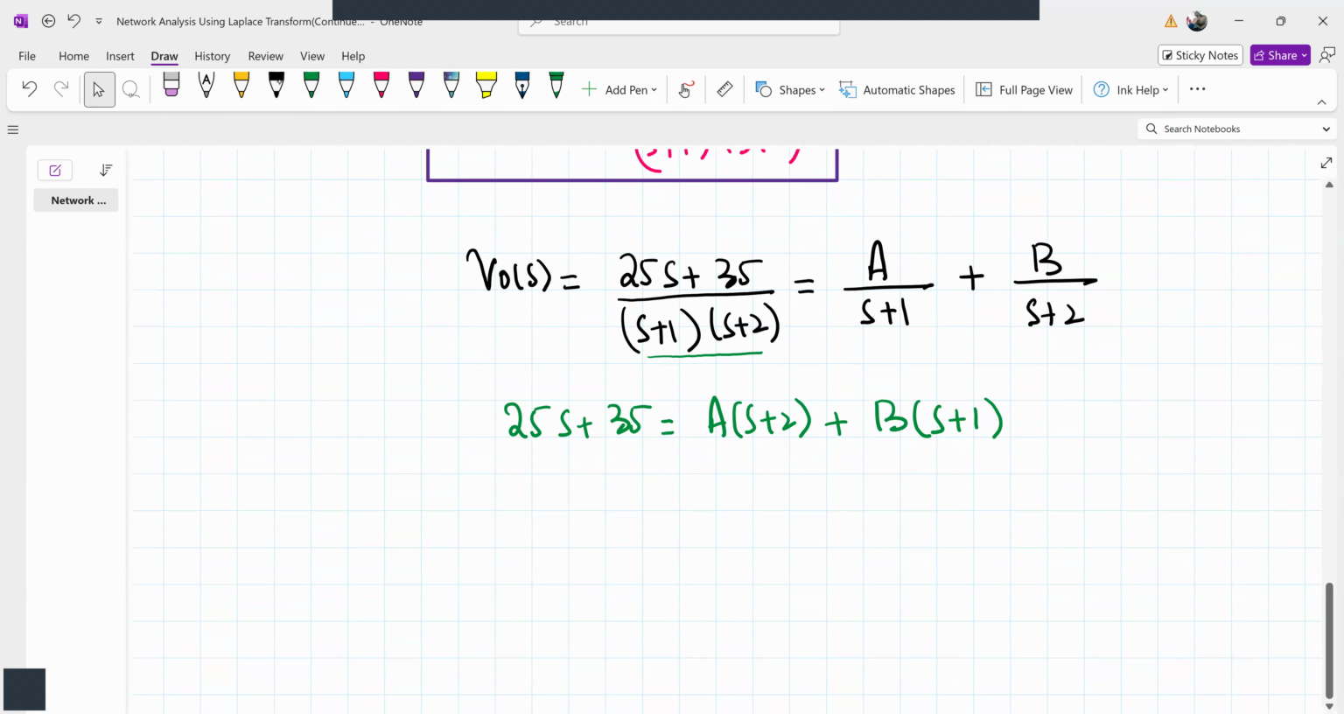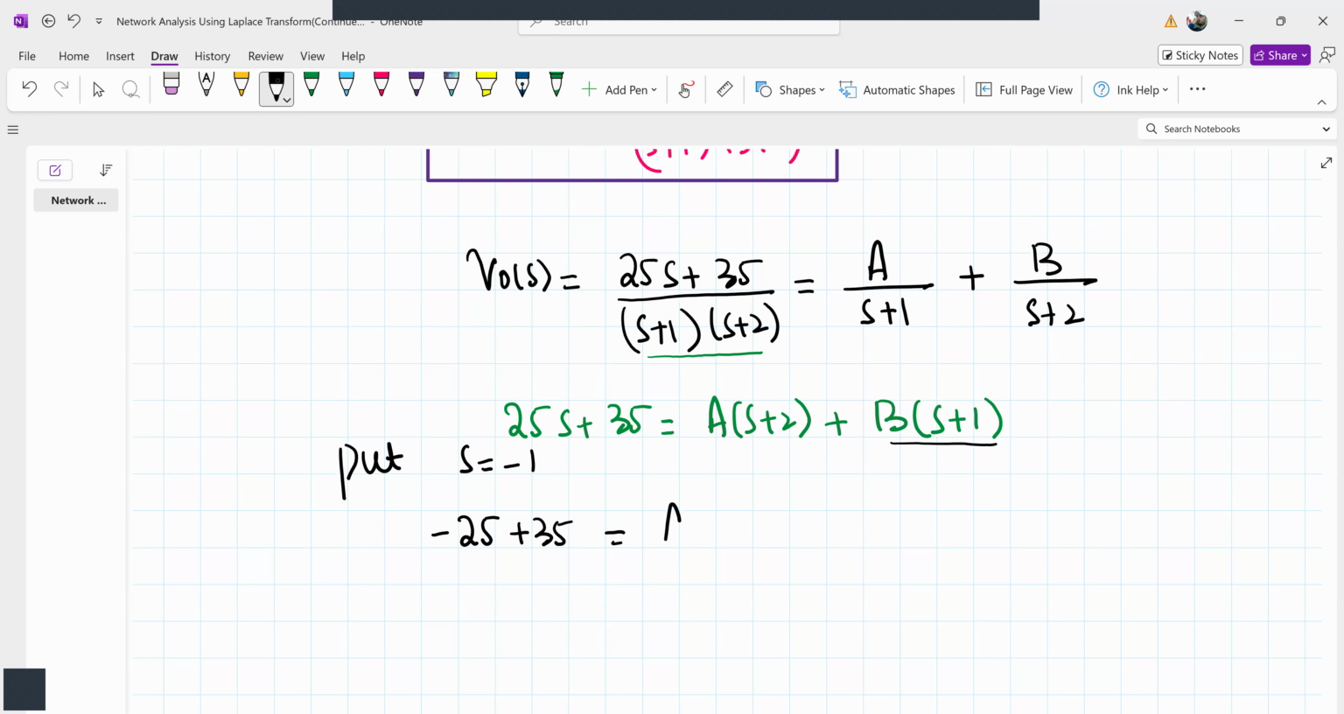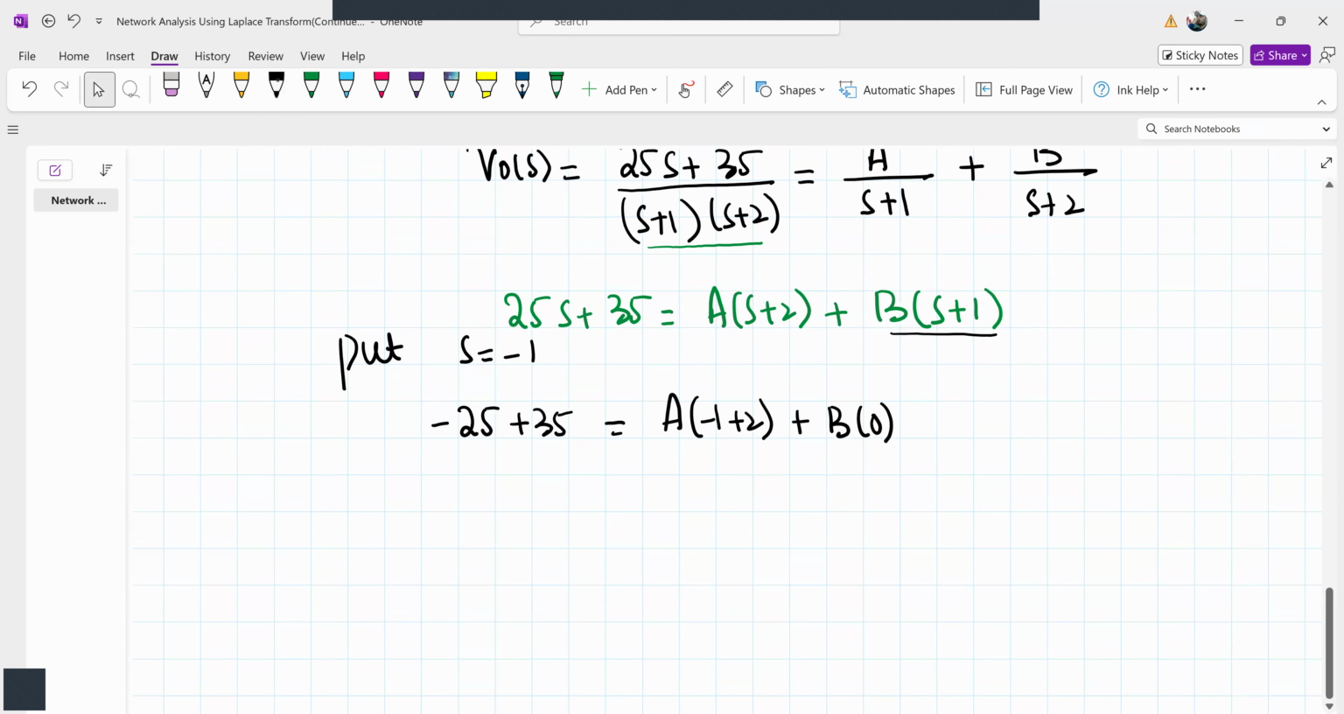Now in order to find A, we'll make this term equal to 0. I can do that by substituting S equal to -1. So it will be minus 25 plus 35, because S is -1, and -1 multiplied by 25 is minus 25. A into -1 plus 2, B into 0 because S is -1. So this will be 10 is equal to A into 1. So this implies A is equal to 10.